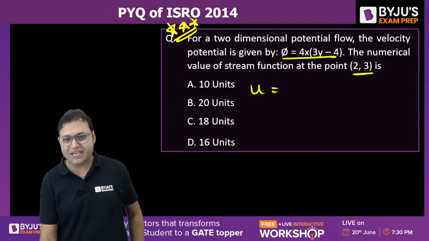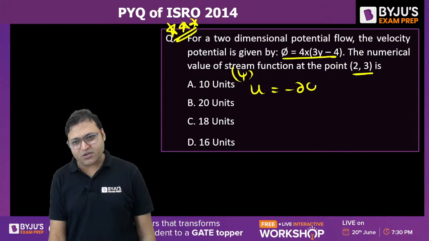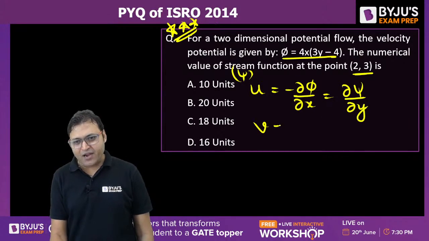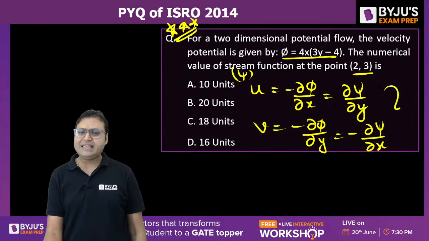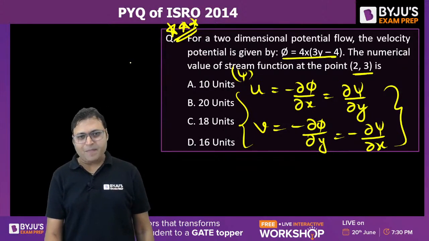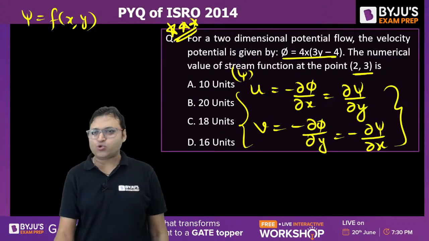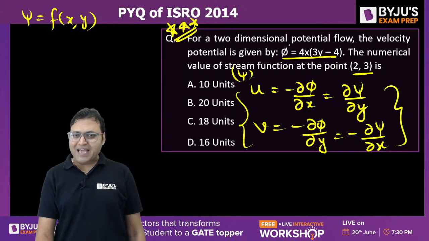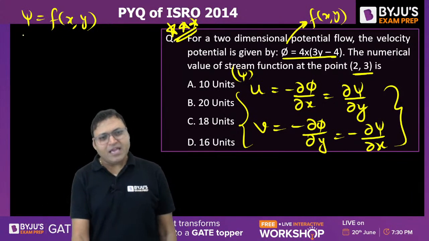phi and psi. Stream function is psi. According to the Cauchy-Riemann equations, u is minus del phi by del x is equal to del psi by del y, isn't it? And v is equal to minus del phi by del y is equal to minus del psi by del x. These are known as the Cauchy-Riemann equations. Now, psi will be a function of x and y because it is a two-dimensional flow, because phi is a function of x and y.